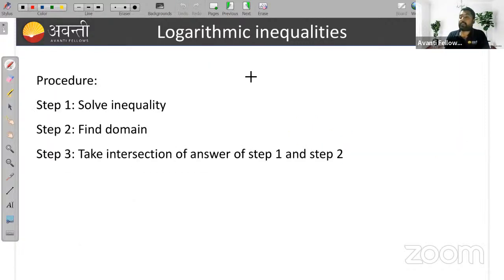Okay. So what is the procedure to solve a logarithmic inequality? First of all, you have to solve the inequality and then find the domain. So this is my step 1. In step 1, solve the inequality, and in step 2, find the domain and take the intersection of step 1 and step 2. So that will represent your solution.